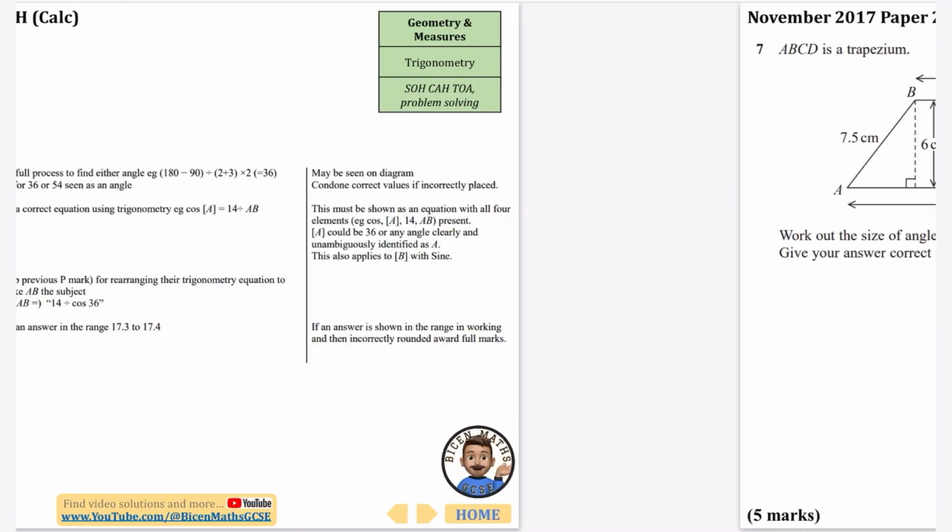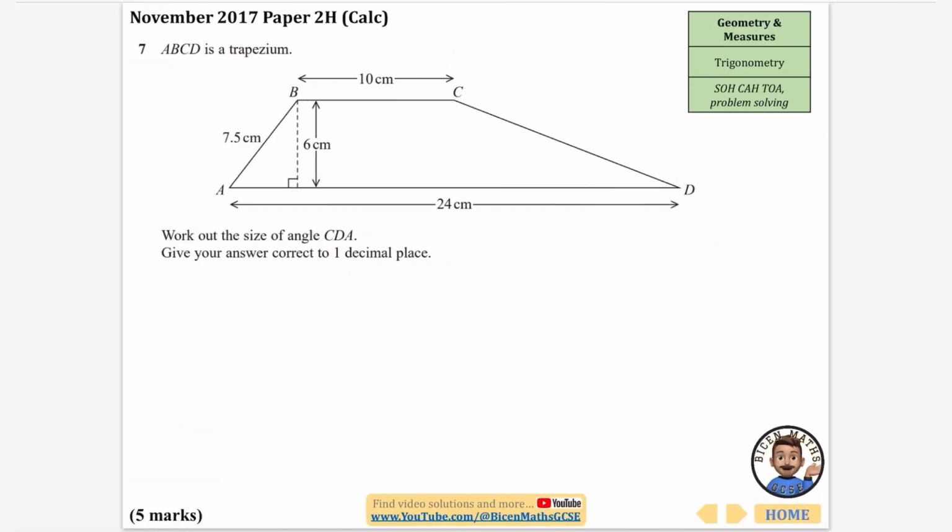Okay, this time it says that ABCD is a trapezium. Work out the size of angle CDA. Give your answer correct to 1 decimal place. Okay, well, I think I'm going to try and see how I can find this out. I want to find out the size of angle CDA. That's this angle over here that we're going to look for. That's the angle x that I'm going to do.